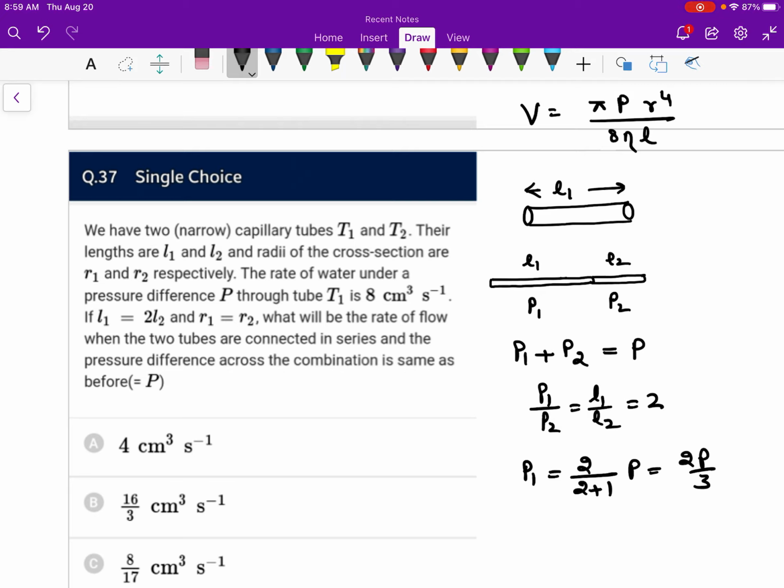So across the first capillary, pressure difference will be 2P by 3. Now volumetric flow rate is proportional to pressure difference, the rest of the parameters are the same. So the volumetric flow rate is 2/3 of the initial volumetric flow rate. So 2 by 3 V, that is 16 by 3 centimeter cube per second. So B is the correct option.